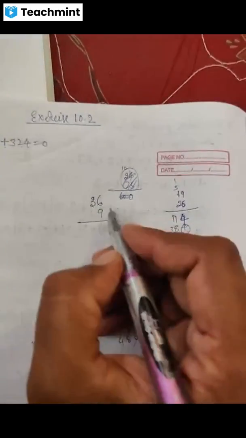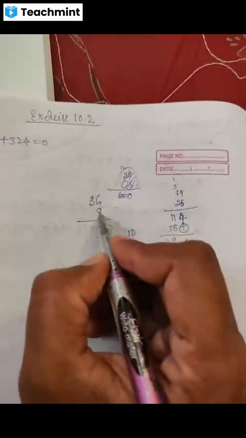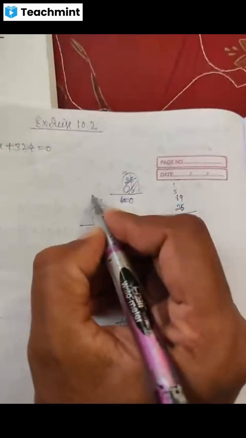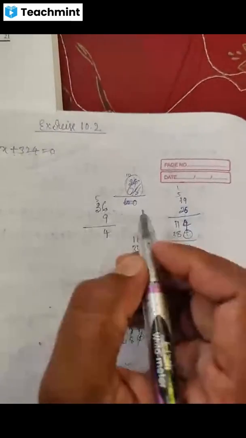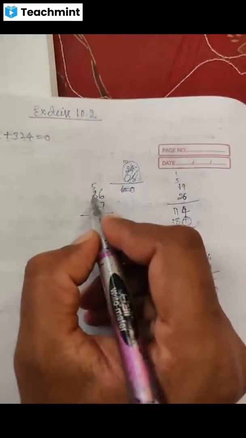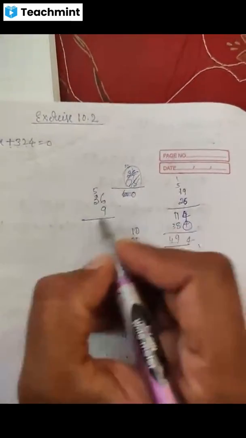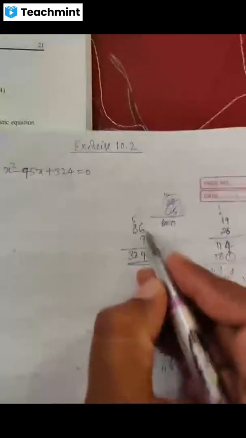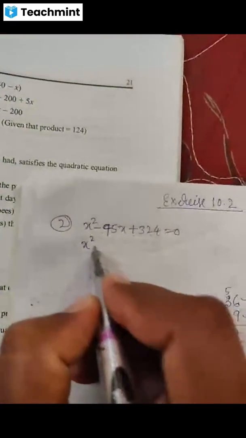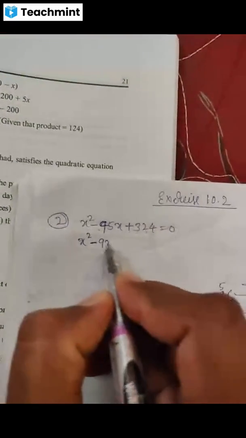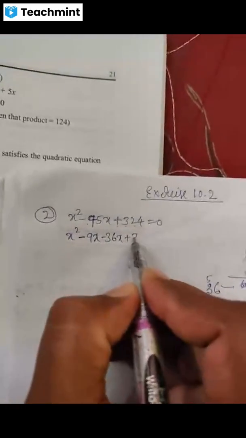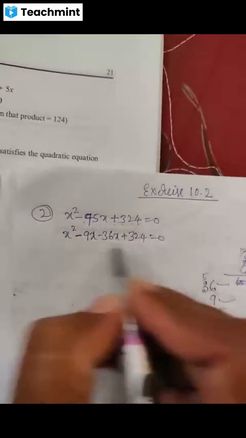Yes, it's true. 9 sixes are 54, carry 5, 9 threes are 27, 28, 29, 30, 31, 32. Yes, so it is possible. So the factors are 36 and 9. So x square minus 9x minus 36x plus 324 is equal to 0.